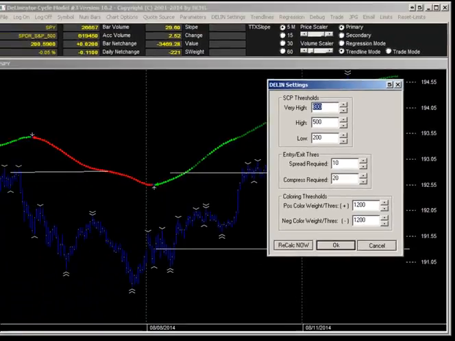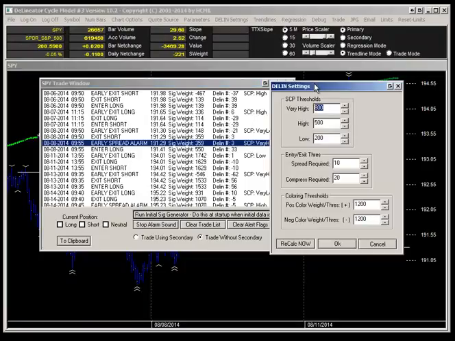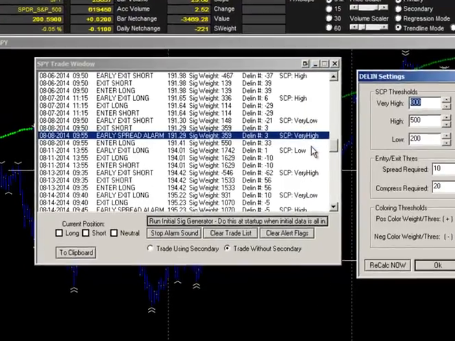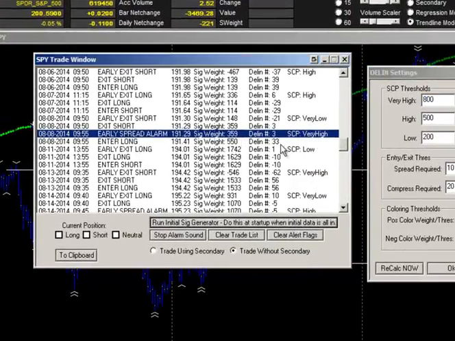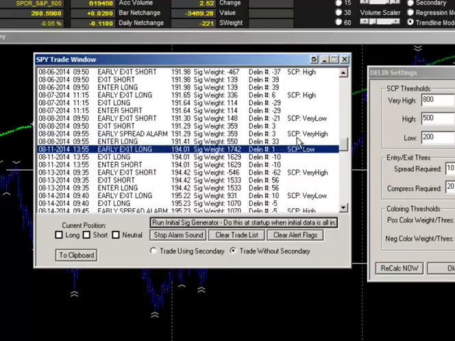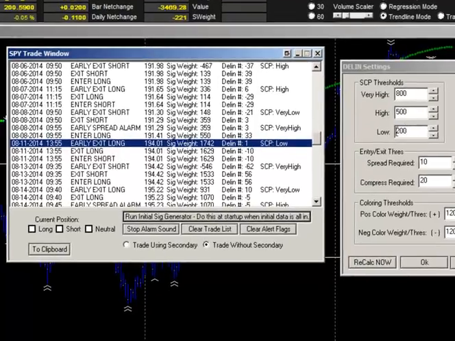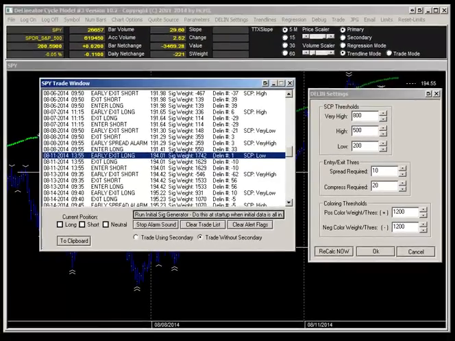So if the signal weight probability is very high, let's move these around here. Here's very high. This meant that signal weight would need to have reversed by 800 ticks within this period. And that's not very likely. If it's very low, here's a low, that means that signal weight would only need to move by 200 ticks to negate the signal.